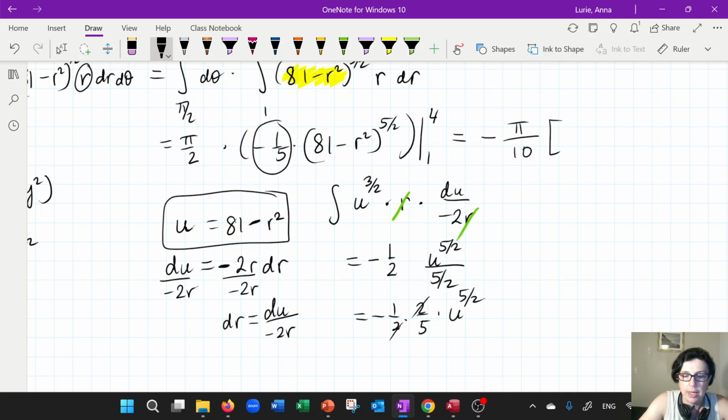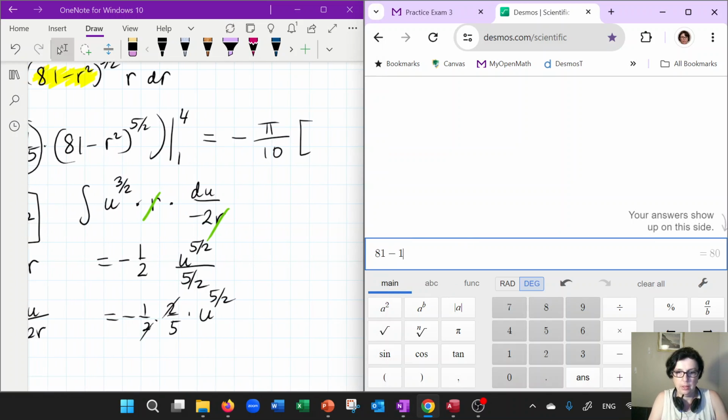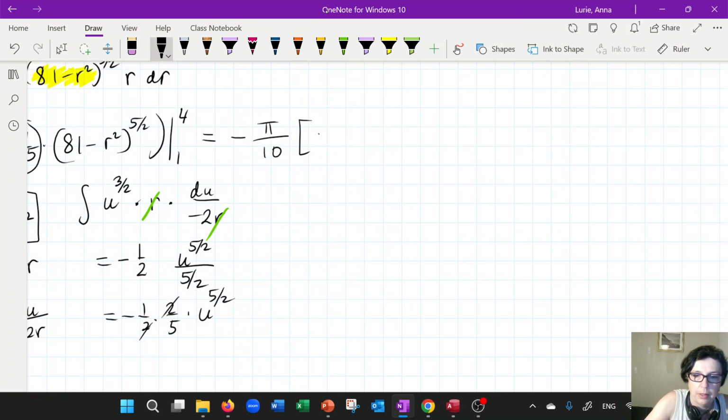And then we get 81 minus r squared. So 81 minus 4 squared. So 81 minus 16, that's 65. So that will become 65 to the power 5 halves. Subtract, now substitute 1, that's going to be 80 to the power 5 halves.